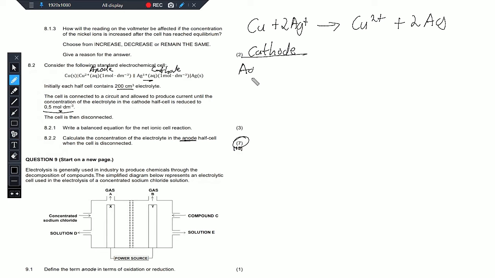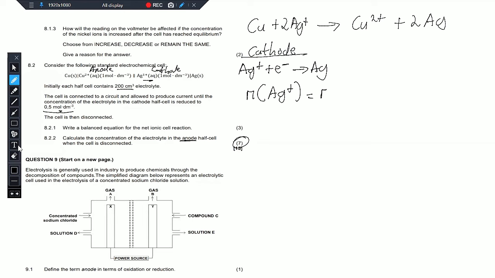So where we have Ag+ and then your electron, so where we have the reduction half. Now we can start by calculating the number of moles of the electrolyte there, which is the Ag+ ion, right? So we know that the electrolyte contains the Ag+ ion, so we might just as well calculate the number of moles of Ag+ ion.